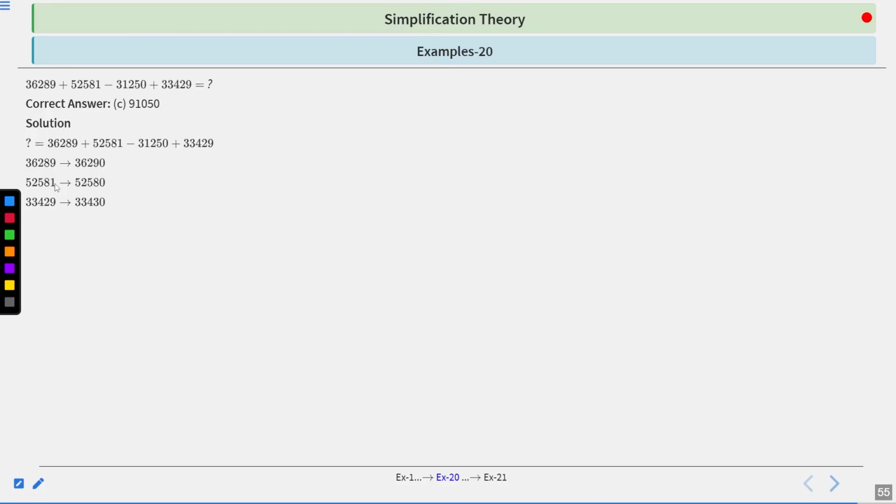Now we can write 33,429 in the form of 33,430. Now we can calculate it. So 36,290 plus 52,580 minus 31,250 plus 33,430. So when we calculate, we got 1,22,300 minus 31,250. So we got in the place of question mark 91,050. So C is the correct answer. Next one.